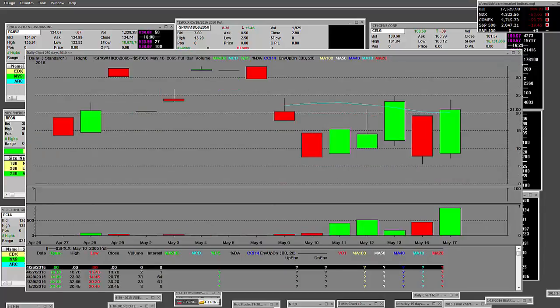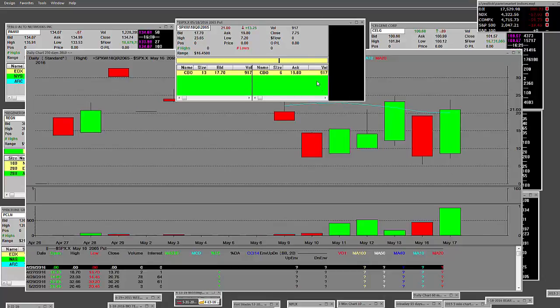Here's the 2065 put. Here, again, the 2065, $7.20 with a huge move, 23.65. That's a $16 move. If you only had 10 contracts, we will put you in these trades.